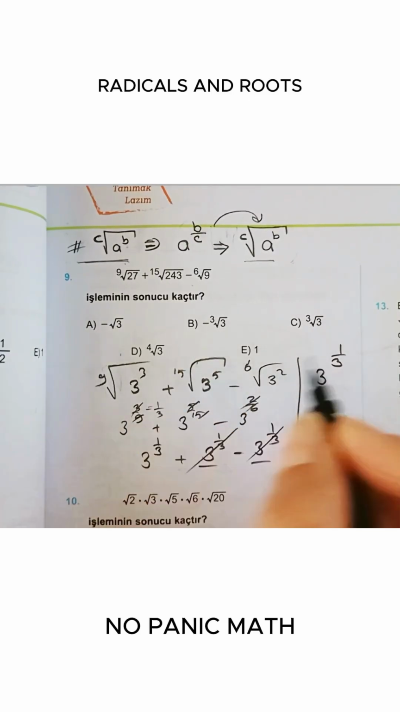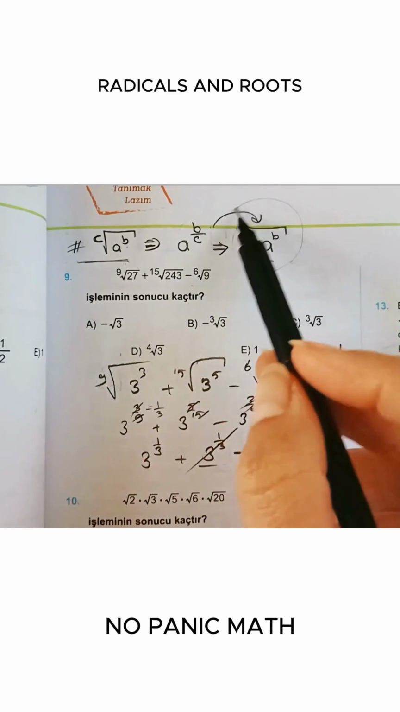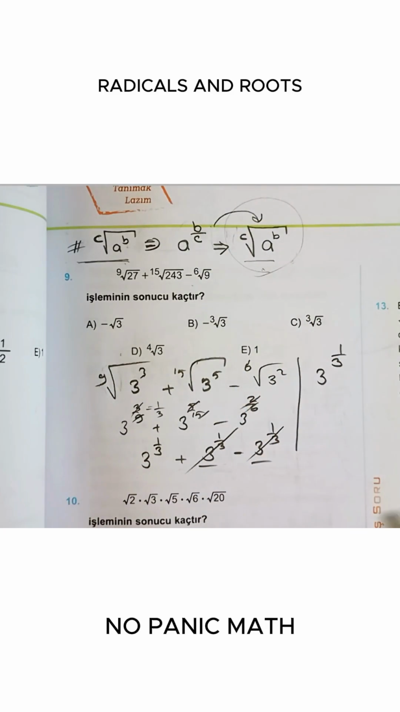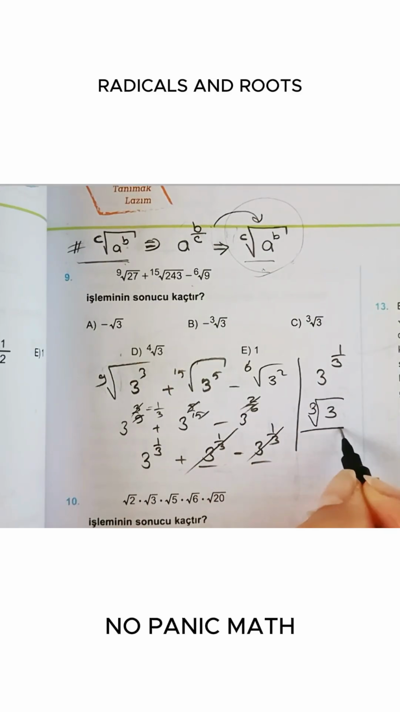Now, there isn't anything like this among the choices anyway, so it means you need to convert it. What is it? We convert it back to a radical number. How do we write it? You say cube root of 3. That's it.